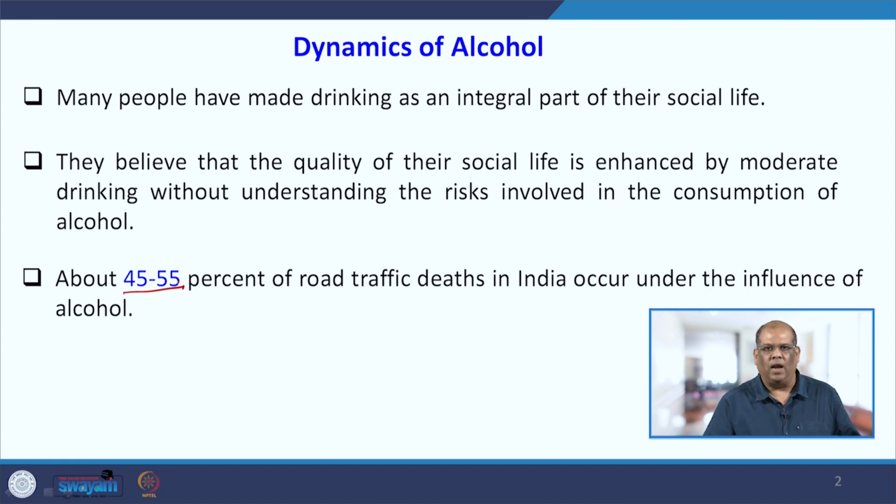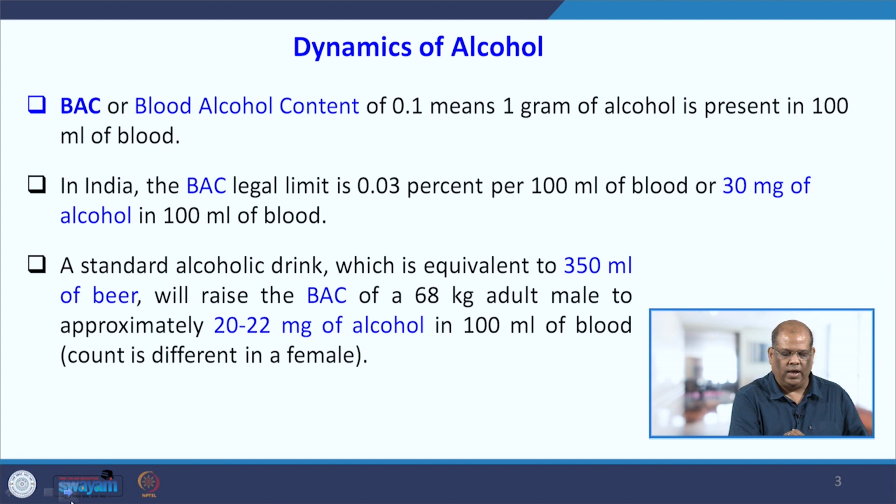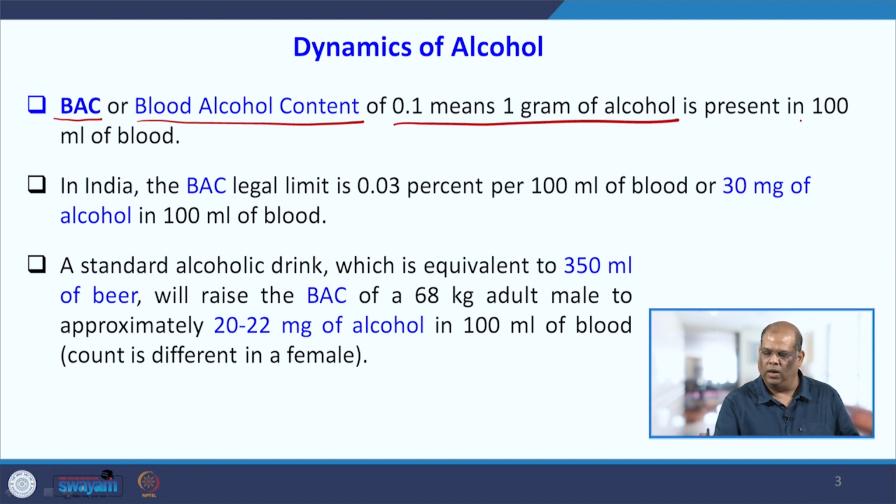Now, to model the dynamics of alcohol, that is, how alcohol works inside your body, we need to know a few things. The very first thing is, what is BAC? That is blood alcohol content. You must have seen that the traffic police often use some sort of device to measure the alcohol content in a body. You have to take a breath. Here blood alcohol content comes in. A BAC of 0.1 means 1 gram of alcohol is present in 100 ml of blood.